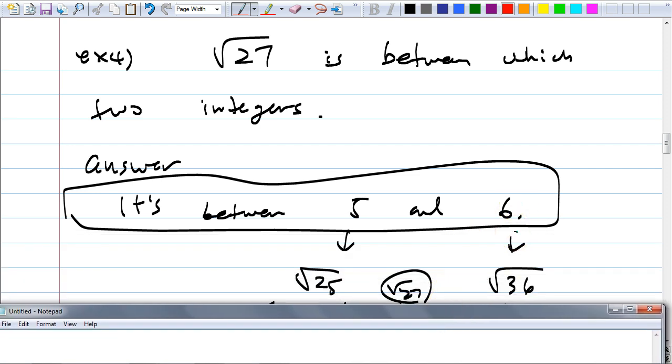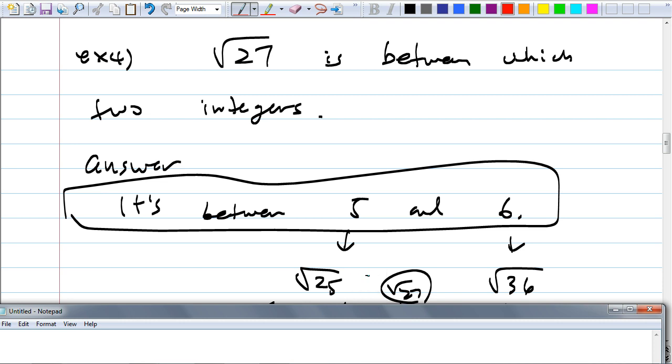6 is the square root of 36. Does that make sense? So is the square root of 27 closer to 5 or closer to 6? Closer to 5, right? So yeah, it's a little bit closer to 5 than 6. Isn't that right? This is the square root of 25, square root of 26, and so on.